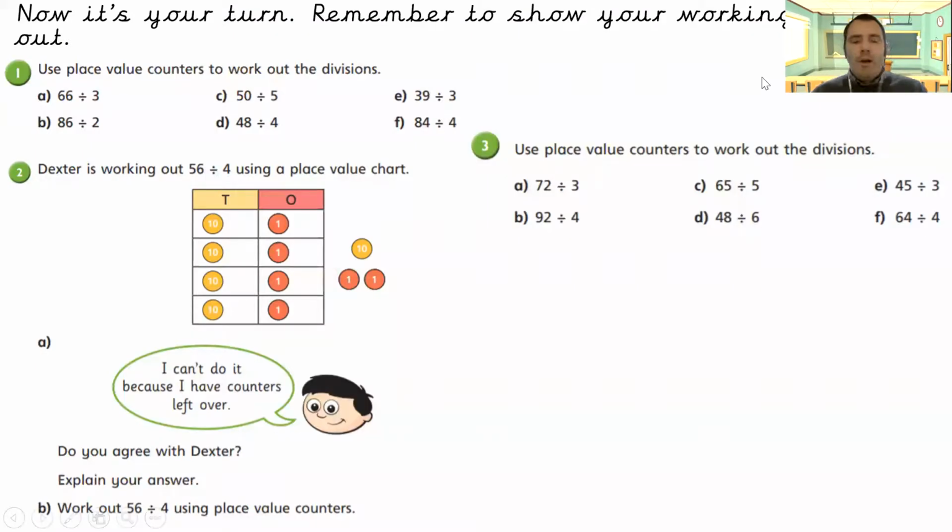Okay, I've shown you a way of doing it with practical objects you might have at home. You can always draw these out as well. Have a go using some place value counters, either drawn out or using coins if you've got them. Have a go at these questions, and when you're ready, press play to carry on. Pause here.